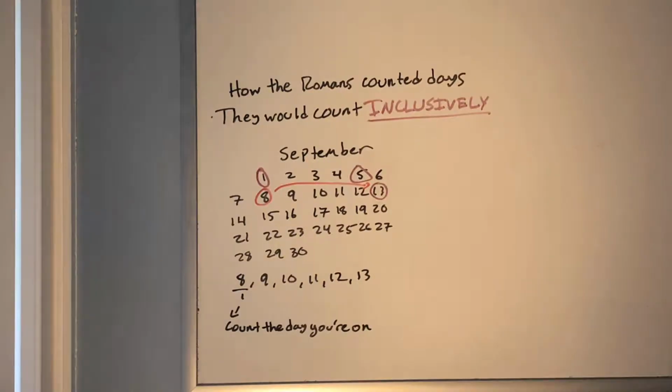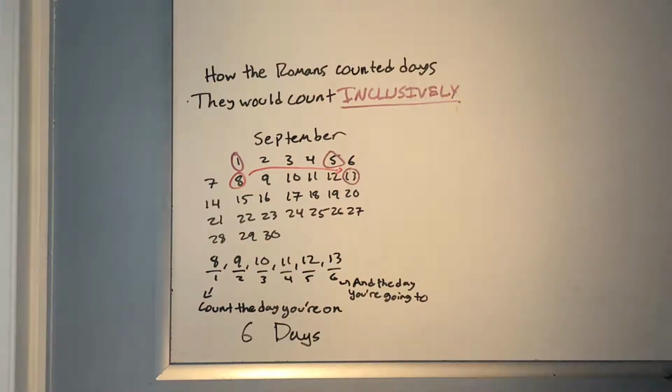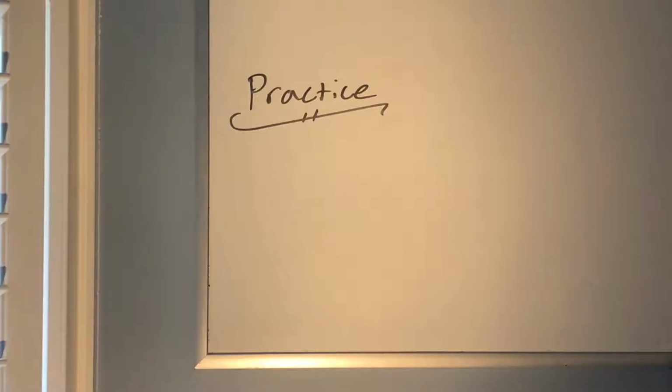You start on the day that you are currently on. So the 8th, even though I'm already on that day, that would be the first day. And then I would count all the way to the 13th, and then I would also include that day because I have to include the date that I start on and the date that I end on. So all told, that is 6 days. If I was a Roman, I would say that there are 6 days before the ides of September if today was September 8th. Let's have some practice with this.